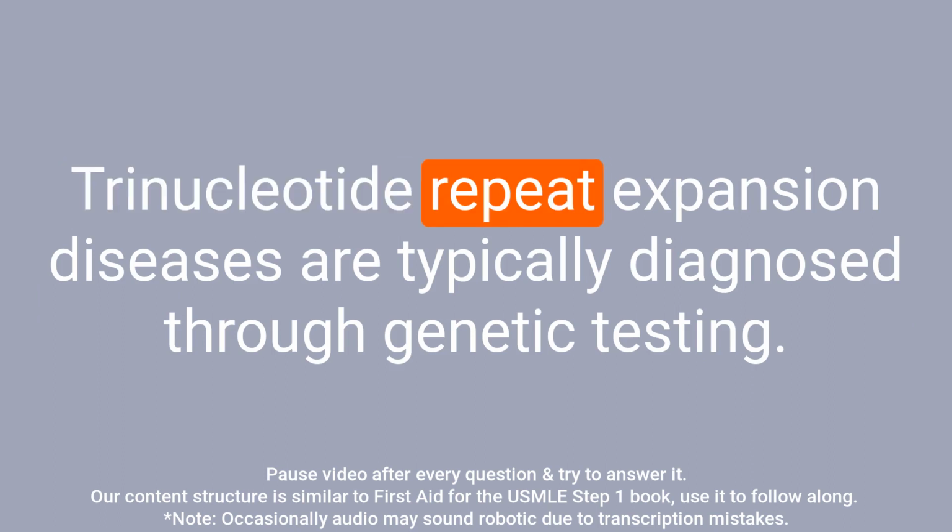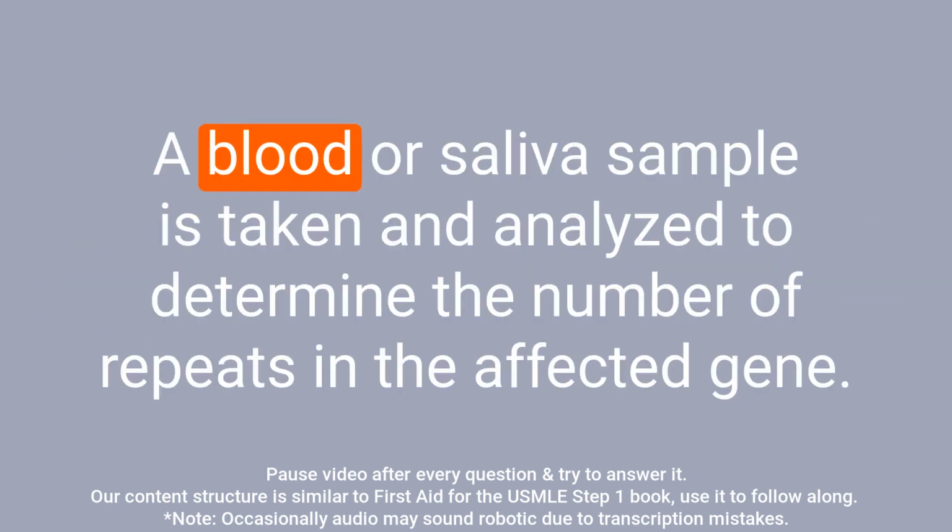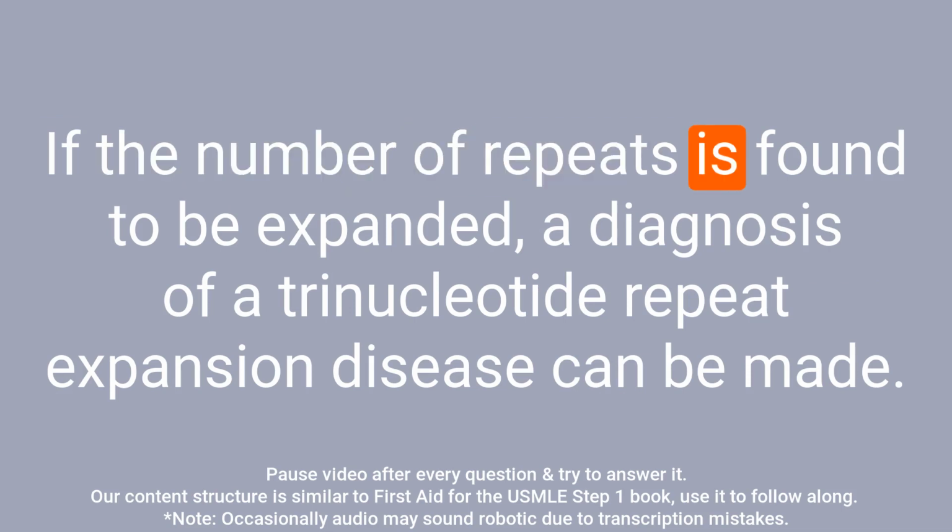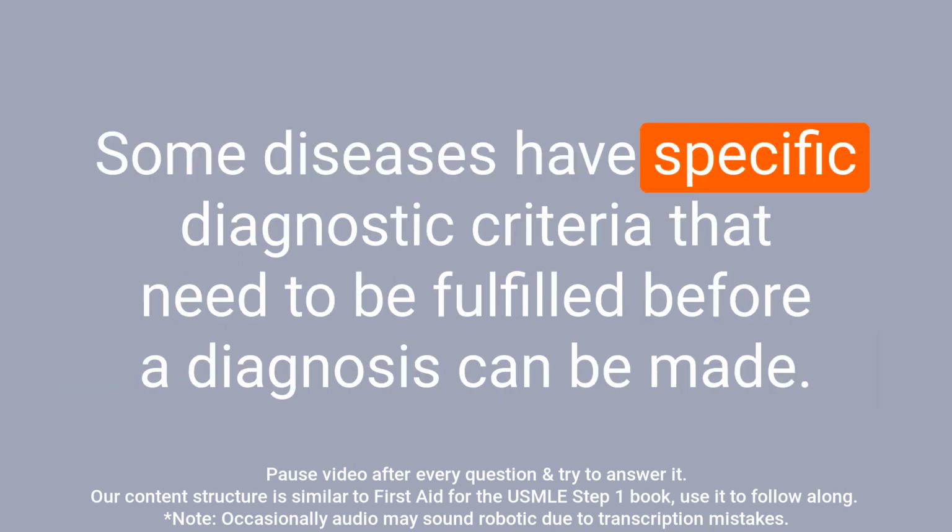Question: How are trinucleotide repeat expansion diseases diagnosed? Answer: Trinucleotide repeat expansion diseases are typically diagnosed through genetic testing. A blood or saliva sample is taken and analyzed to determine the number of repeats in the affected gene. If the number of repeats is found to be expanded, a diagnosis of a trinucleotide repeat expansion disease can be made. Some diseases have specific diagnostic criteria that need to be fulfilled before a diagnosis can be made.